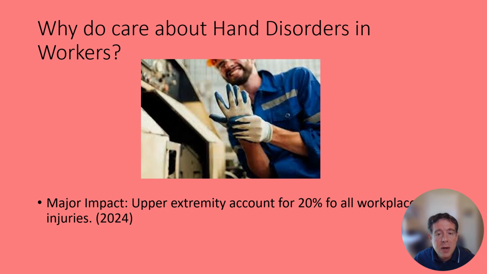So why do we care about hand injuries? We care because the upper extremity accounts for 20% of all workplace injuries, and this was a more recent study in 2024. So it definitely affects our workers.